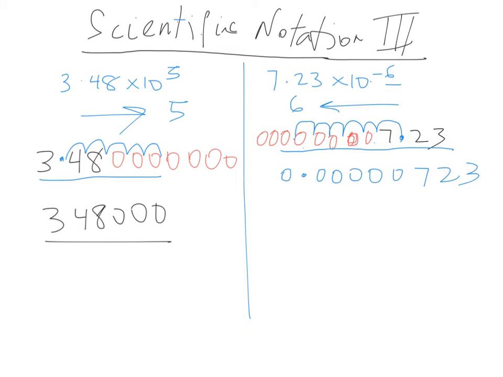One important bit of information: if this was negative, then our final number is negative. Just like if we started with a negative and we were told to convert it to scientific notation, our result would be negative. But that's about it in terms of scientific notation.